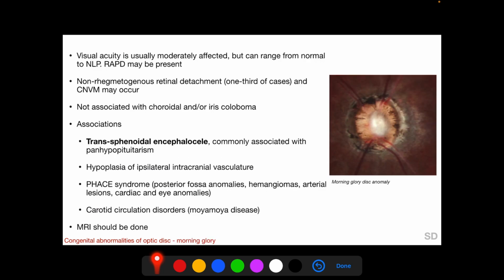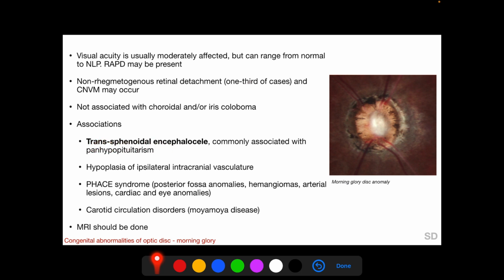Visual acuity is usually moderately affected but can range from normal to no light perception, and RAPD may be present. One third of patients have non-rhegmatogenous retinal detachment, and choroidal neovascular membrane may also occur. However, morning glory disc anomaly is not associated with choroidal and or iris coloboma.